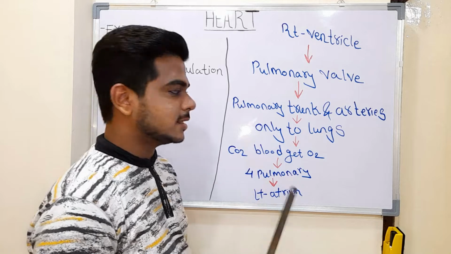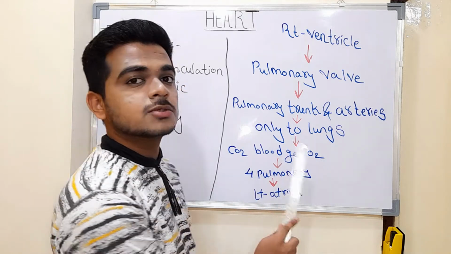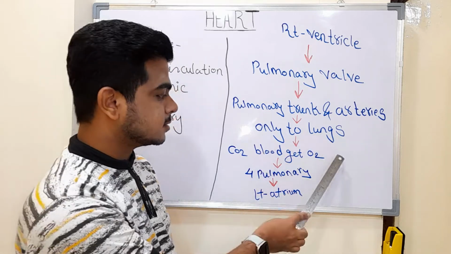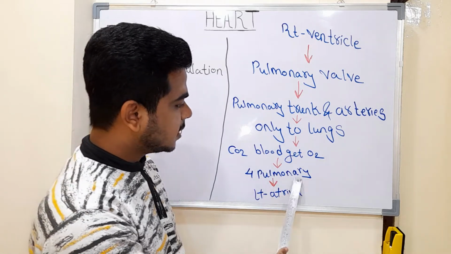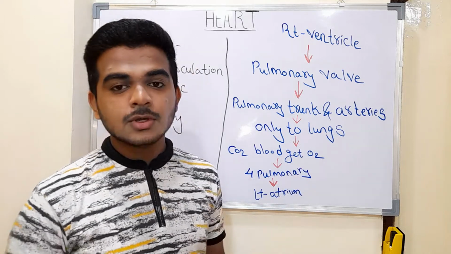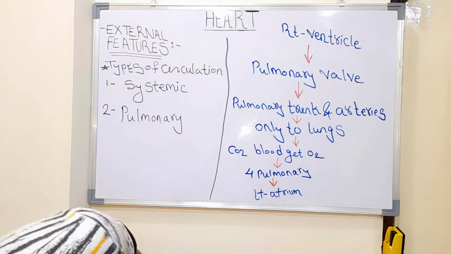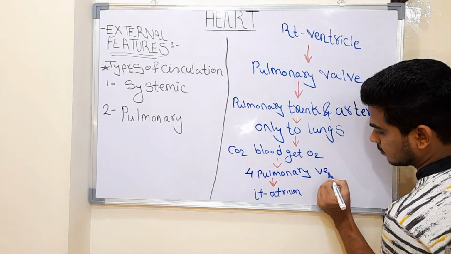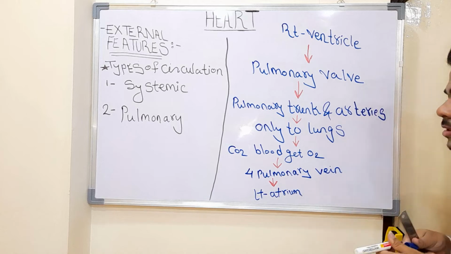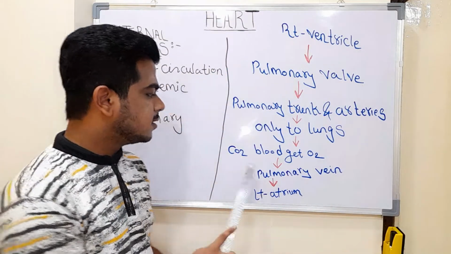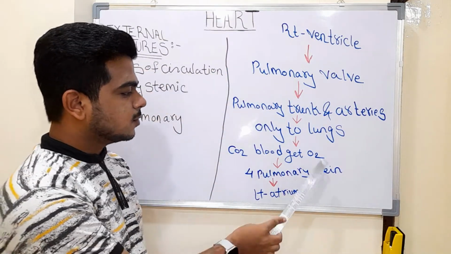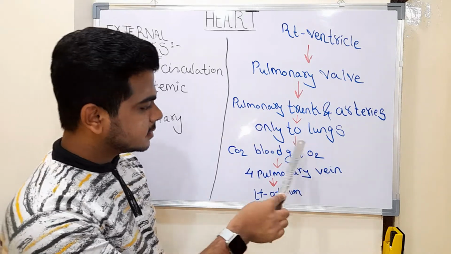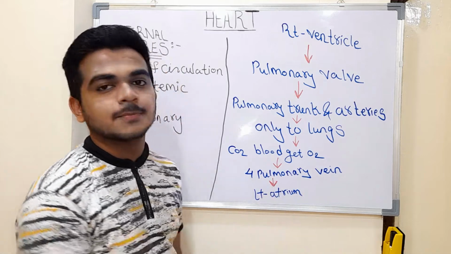CO2 means deoxygenated blood, and getting O2 means oxygenated. Deoxygenated blood gets oxygenated in the lungs. Sorry, I forgot to write the four pulmonary veins. Through the four pulmonary veins, the oxygenated blood is collected in the left atrium.